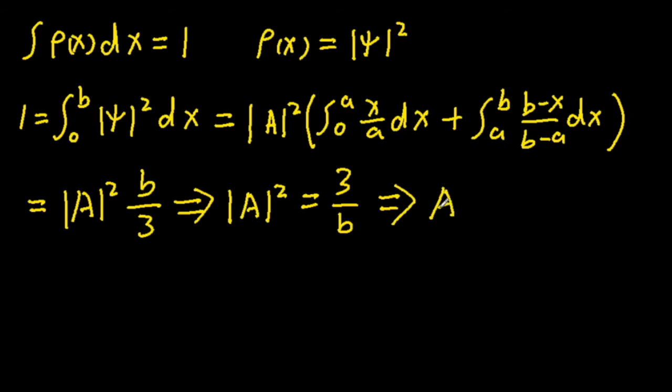So capital A equals the square root of 3 over b times e to the i phi. Capital A is a complex number, but we can choose phi equals 0. So A equals the square root of 3 over b.